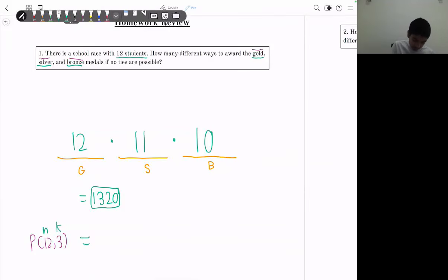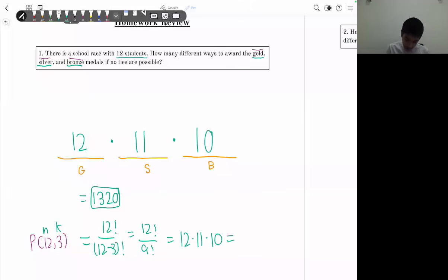So this is equal to 12 factorial over 12 minus 3 factorial, which is equal to 12 factorial over 9 factorial, which is equal to 12 times 11 times 10, which is, again, the same answer as before, since 12 times 11 is 132, and 132 times 10 is 1320. So our answer is 1320.